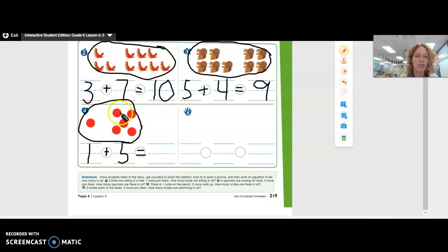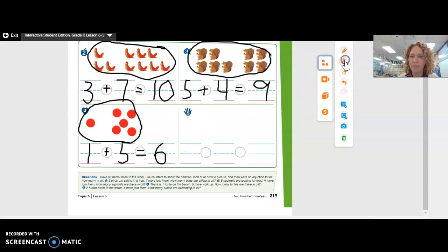Ready? 1, 2, 3, 4, 5, 6. So we're going to put a 6 here. So our equation is 1 plus 5 equals 6. 1 turtle plus 5 more equals 6. Great job. Now let's take a look at number 5.